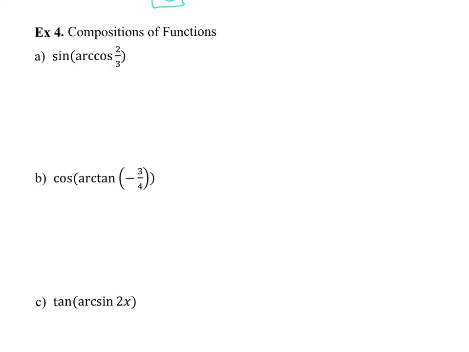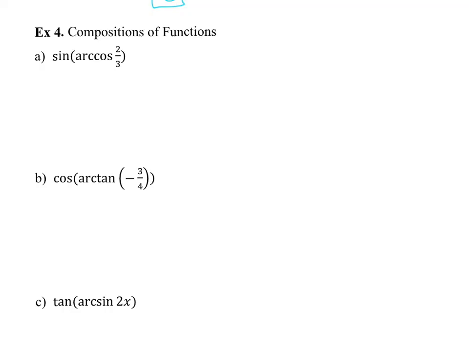Okay, the last example is on composition of functions. This is like what happens when you're mixing up your functions. So this is the sine of the arc cosine of 2/3. So they don't match, so we actually have to do a little bit of work here. Some people like to draw a picture for this.